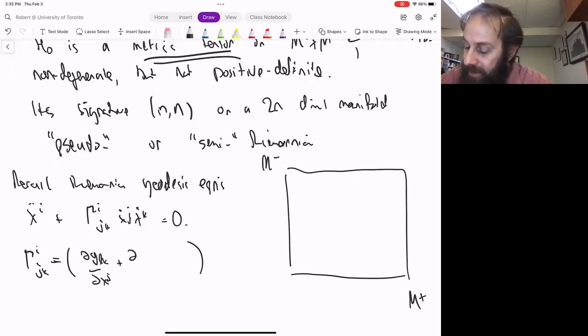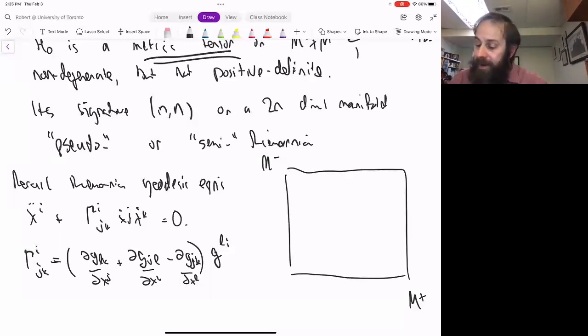dxj plus dg jl dxk minus dgjk dxl, and then multiplied by the inverse, so G^{LI}, the inverse, this is the inverse matrix to the lower G.